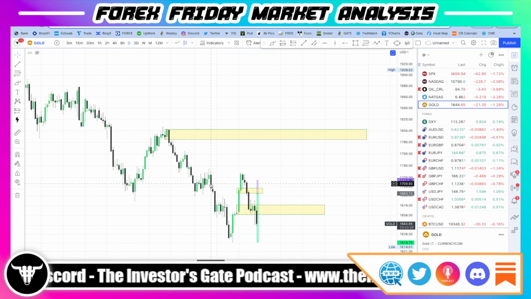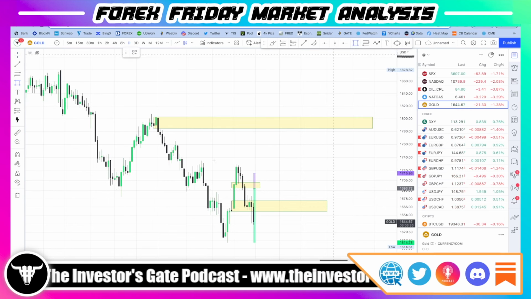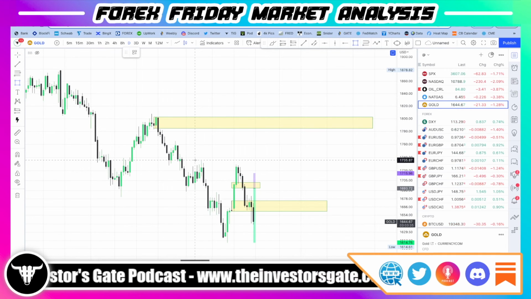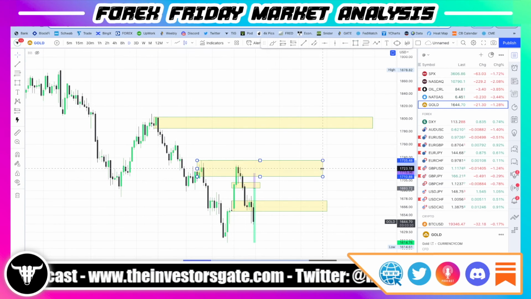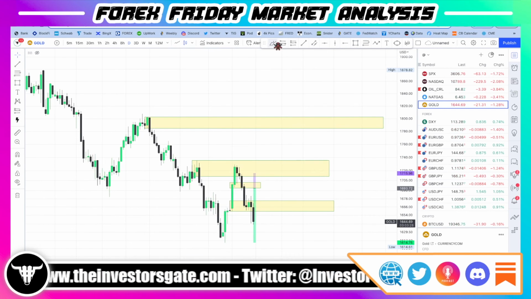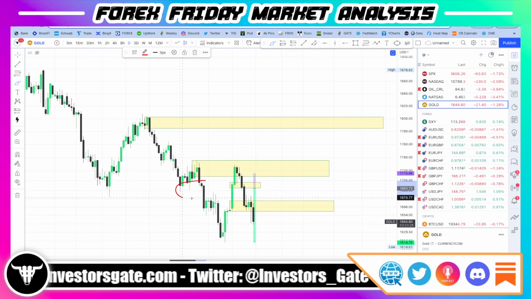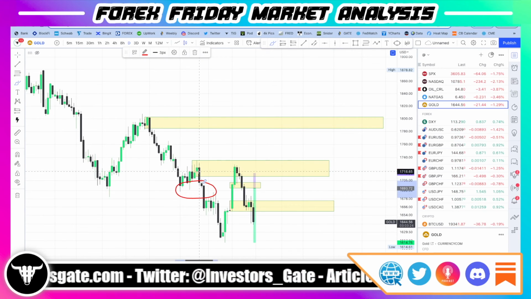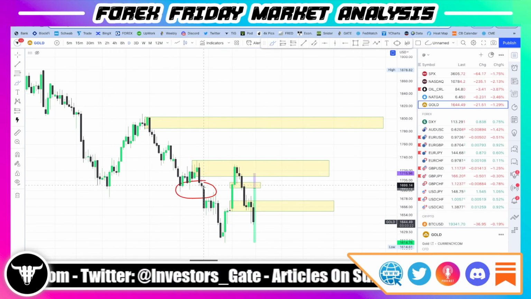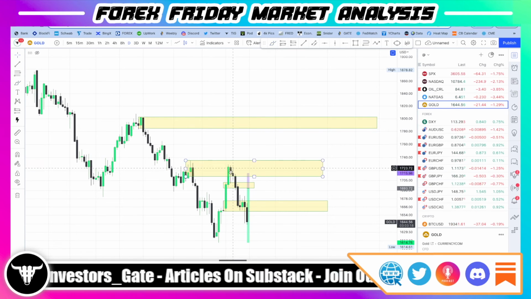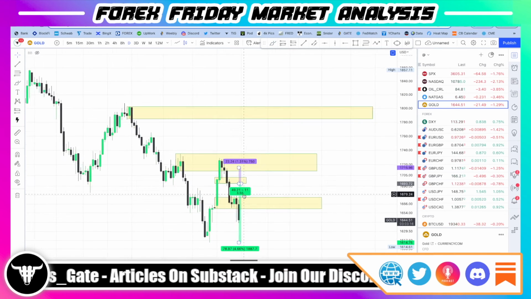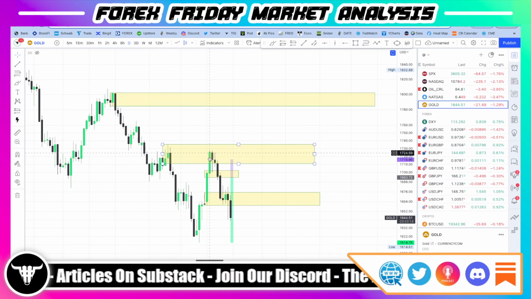So we'll drop down. Actually, let's talk about this. So we got this area of supply that I would call supply, mostly because we have this imbalance right here, right? A big consolidation, impulse lower, left a little bit of an imbalance with that circle I drew. Now price has already retraced off that level.